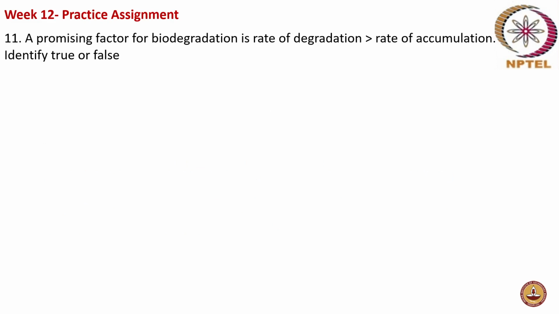Next question: a promising factor for biodegradation is rate of biodegradation greater than rate of accumulation. True, ma'am. Okay, yes, you are right. So if the rate of degradation is greater than the rate of accumulation, then the biodegradation process is a promising, sustainable aspect.